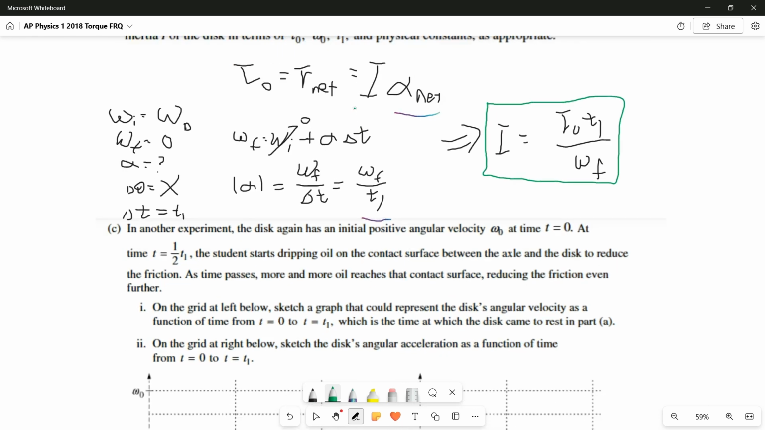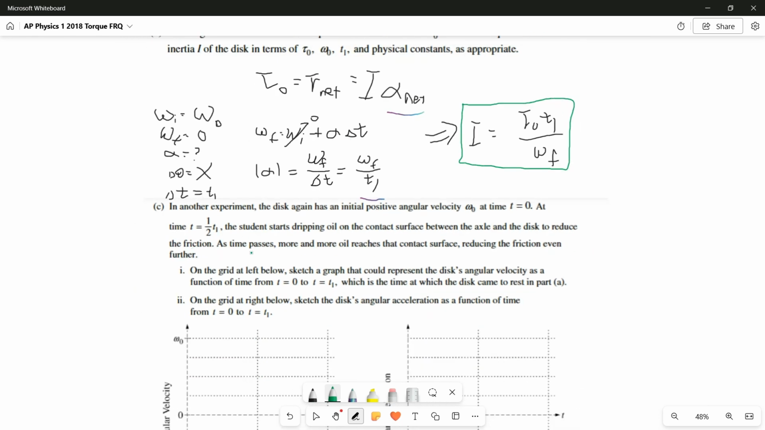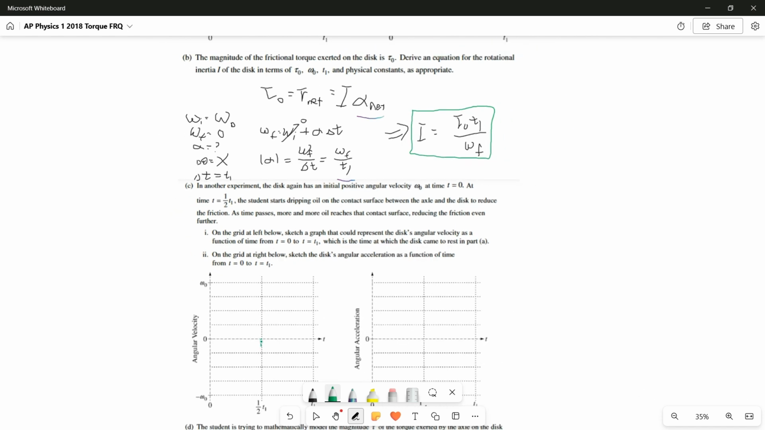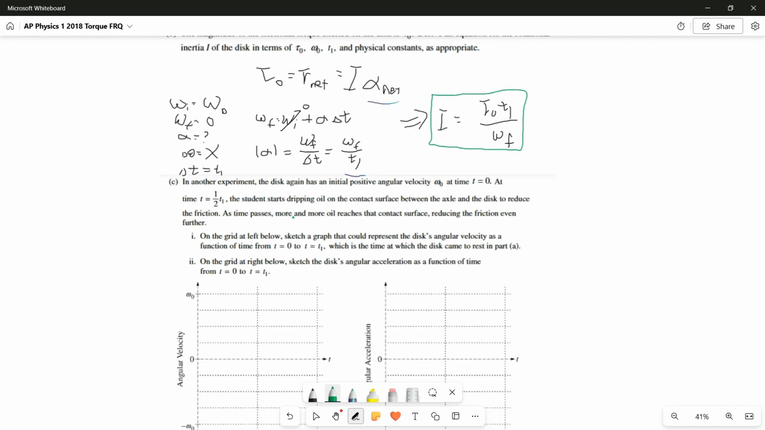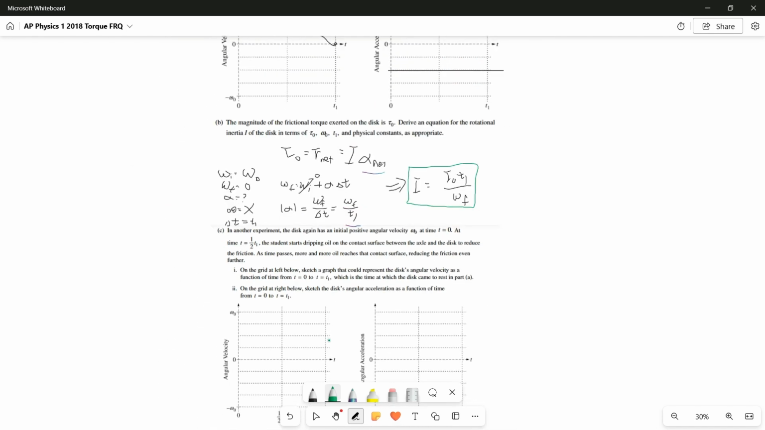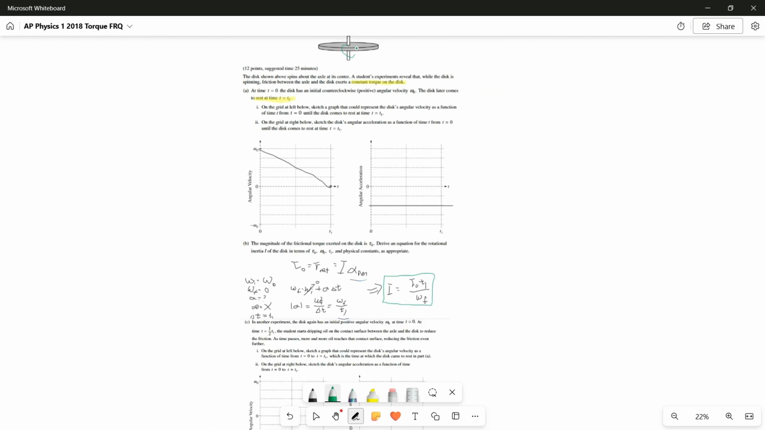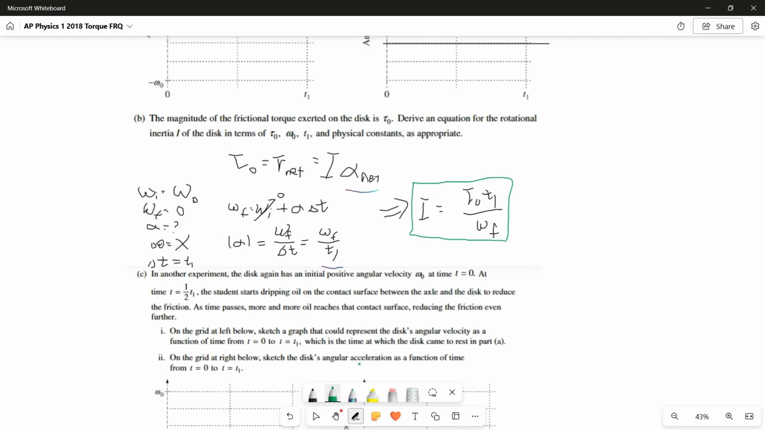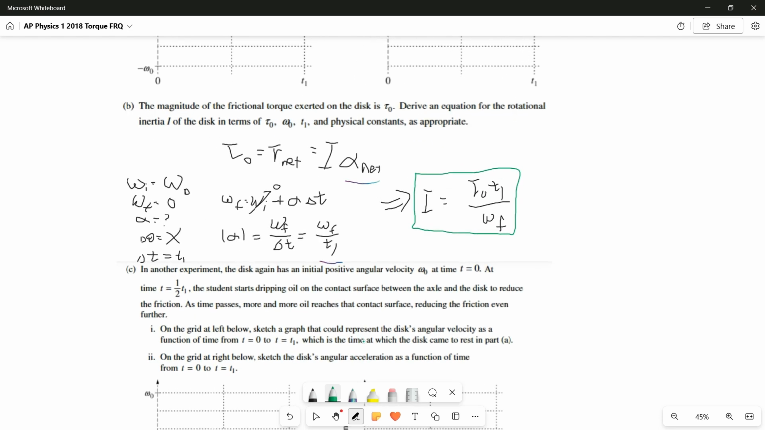Now in part C, we note that the setup is the same, but now at time t equals 1/2 t1. So right over here, the student starts dripping oil on the contact surface between the axles. So that's going to decrease the frictional torque that's being exerted on the system. And as time passes, more and more oil reaches that contact surface. So probably the retarding acceleration will decrease with respect to time then.